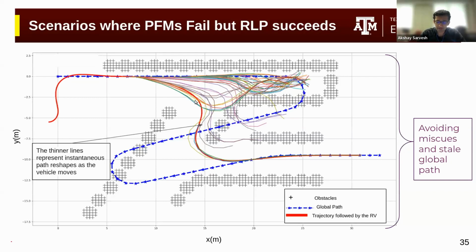This is a more complicated scenario that is constructed that includes multiple dead ends and miscues. The global path, as you can see, is encroaching into the obstacles. It is again observed that the actual vehicle successfully negotiates the path based on the reshaping local path planner. As you can see, these are the instantaneous path reshapes that had to be done before reshaping local path planner figured out the most optimal path. In this scenario, the robotic vehicle is starting away from the global path as well.